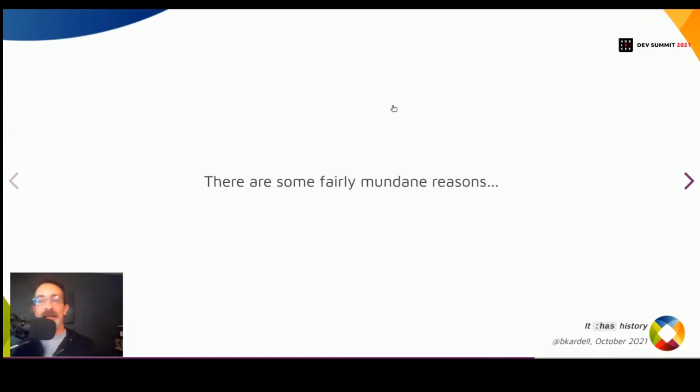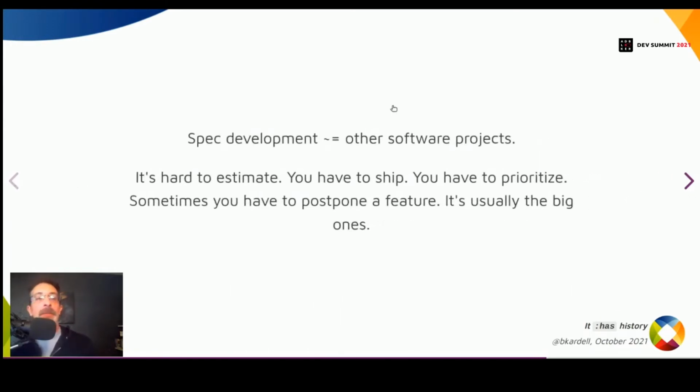So let me explain that there are some fairly mundane reasons for this. One is that spec development is kind of like other software in a lot of ways. It's really, really hard to estimate. You have to ship a product, right? So when we begin a spec, it has lots of features in it. And you have to prioritize the work. And then at some point, you might have to drop something or postpone it. And usually, very often, it's the really big and complex ones.